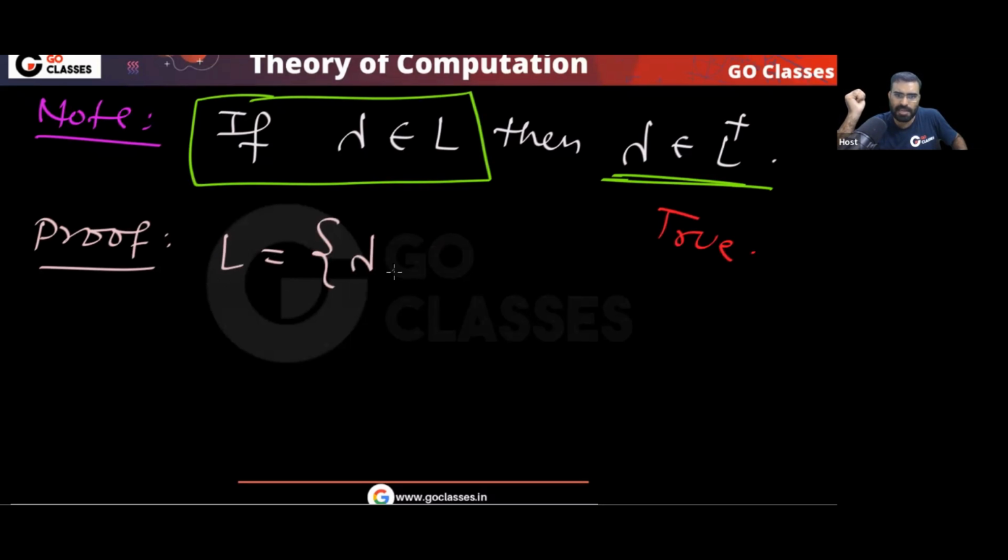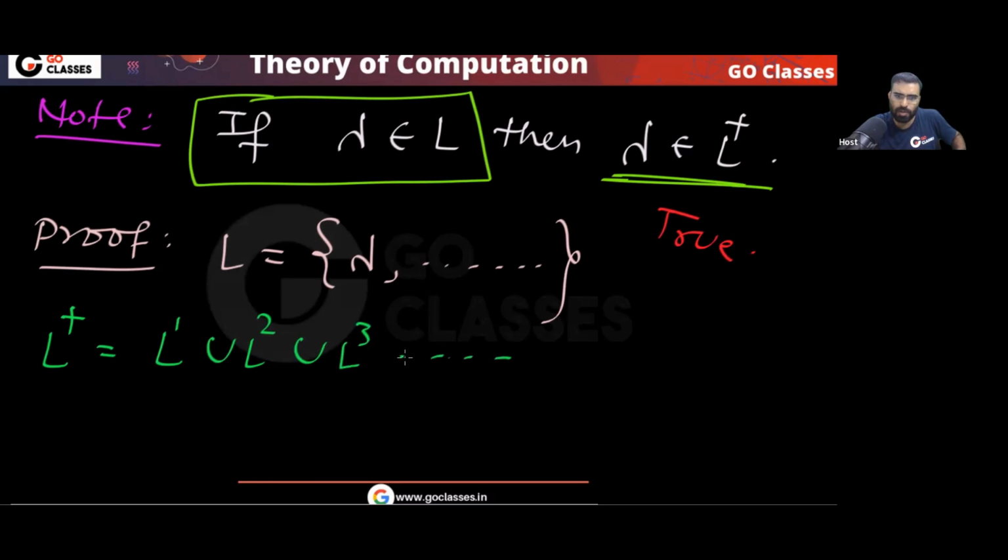If L contains lambda, you can have some extra things. Now what will L plus be? L plus will be L power 1 union L power 2 union L power 3. You will do the union. Now already in L power 1 you have lambda, and some other strings can be there. So finally, can I say that in L plus also you have lambda? Because you are taking the union.